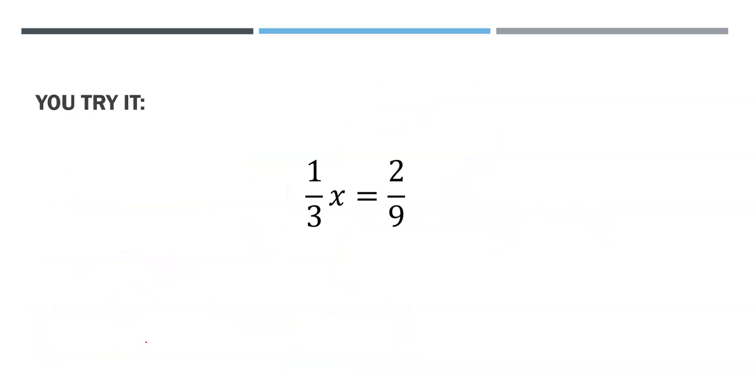Let's try it yourselves. You try it. Solve 1/3 x equals 2/9. Okay. Well, you should have multiplied both sides by the inverse, which would be 3/1.